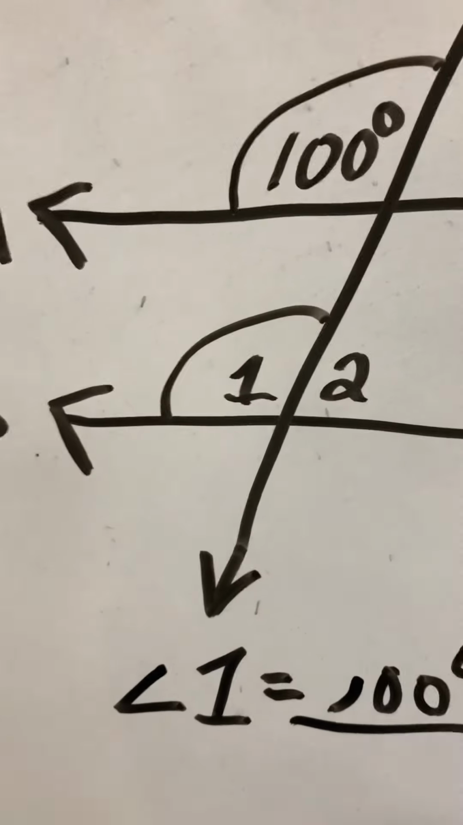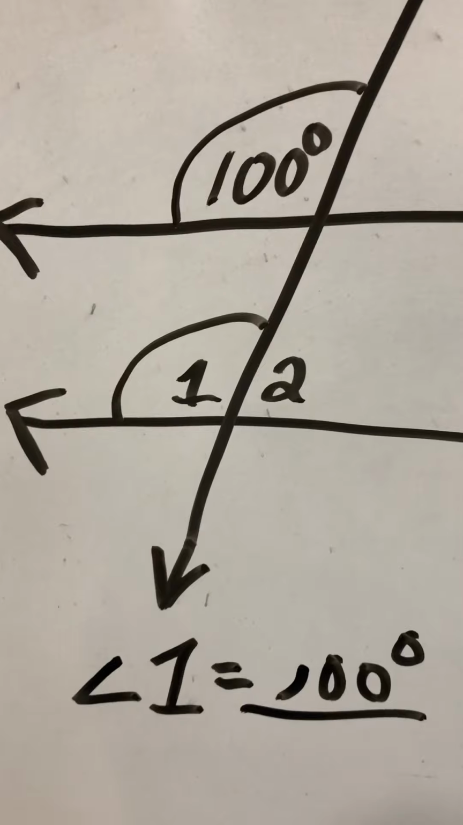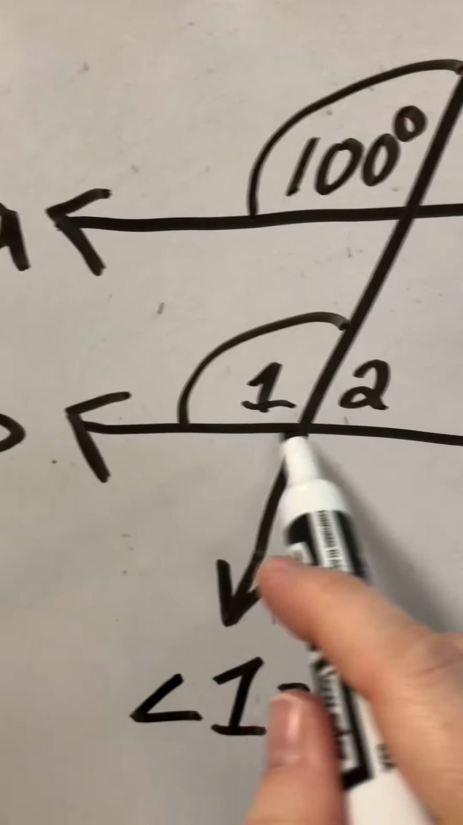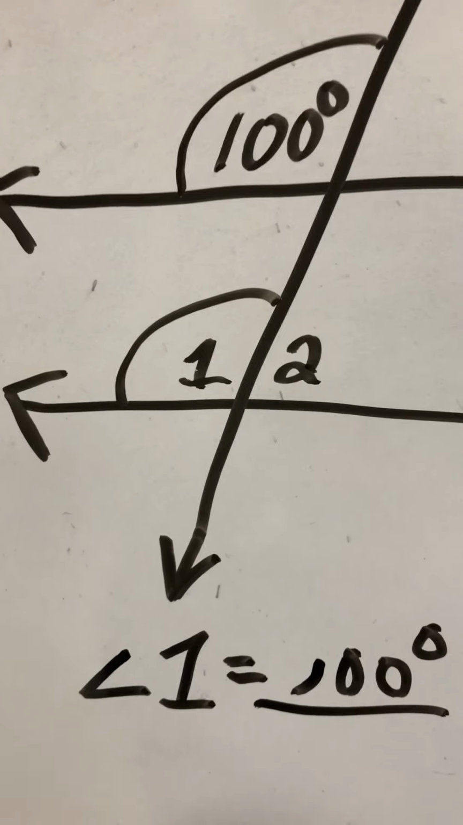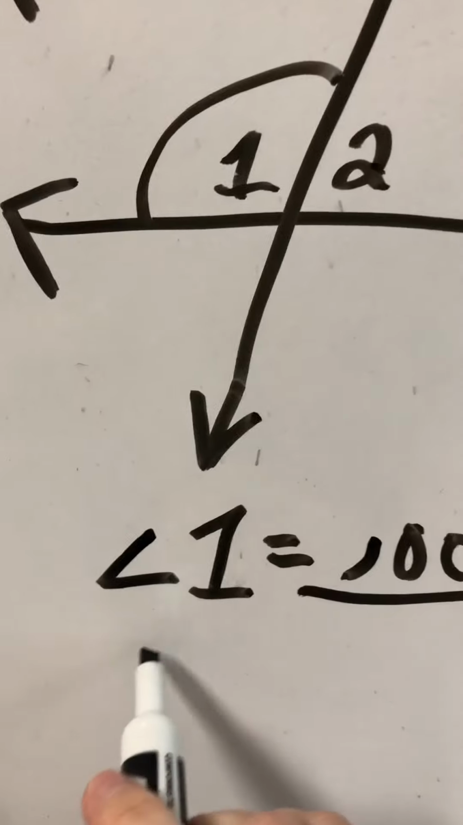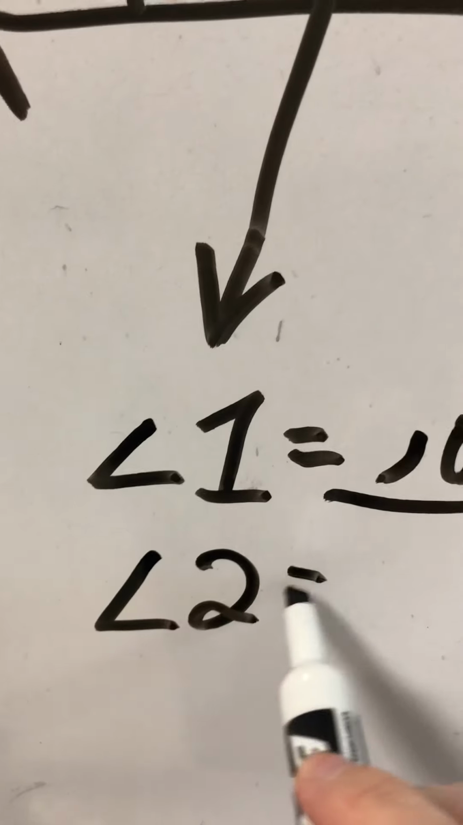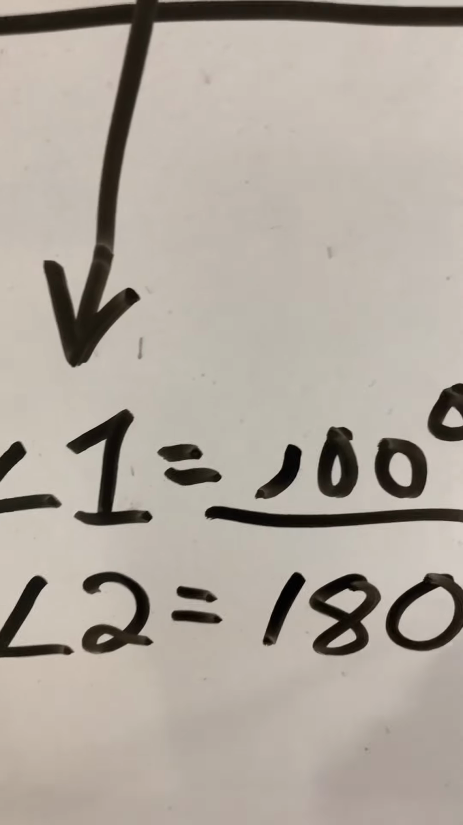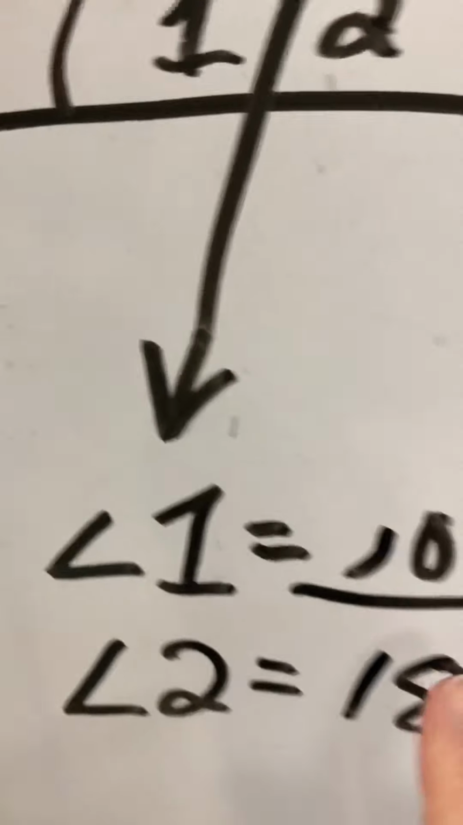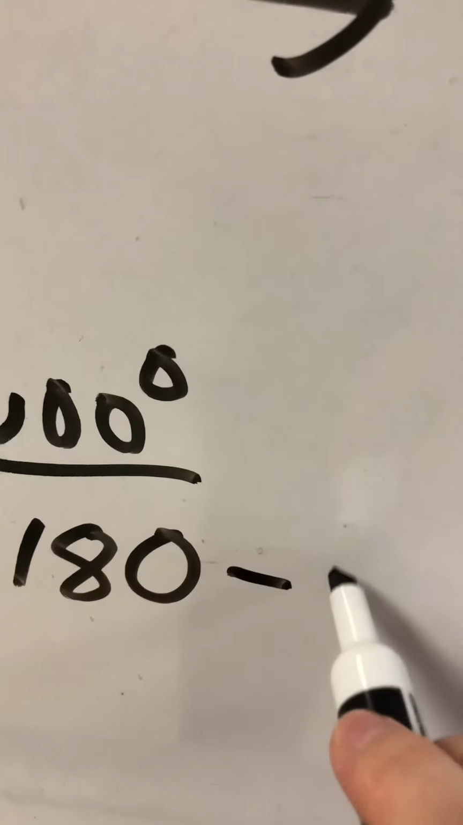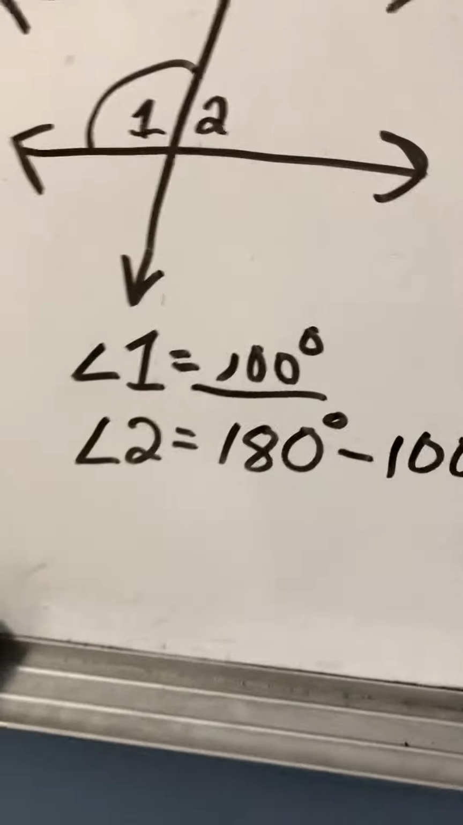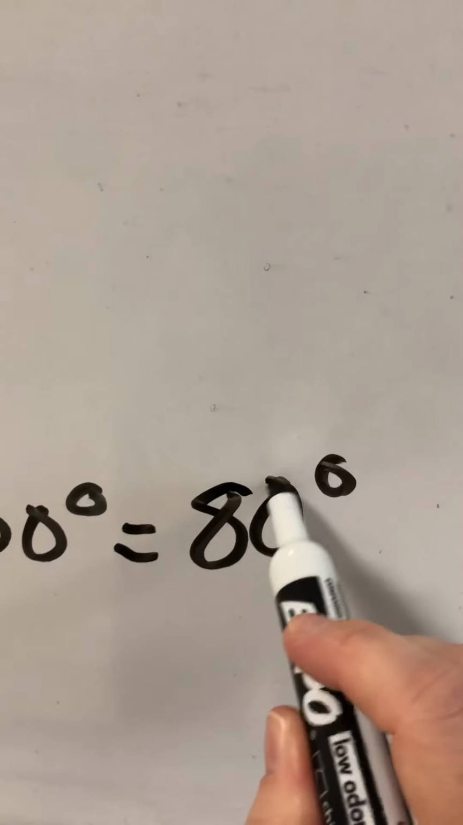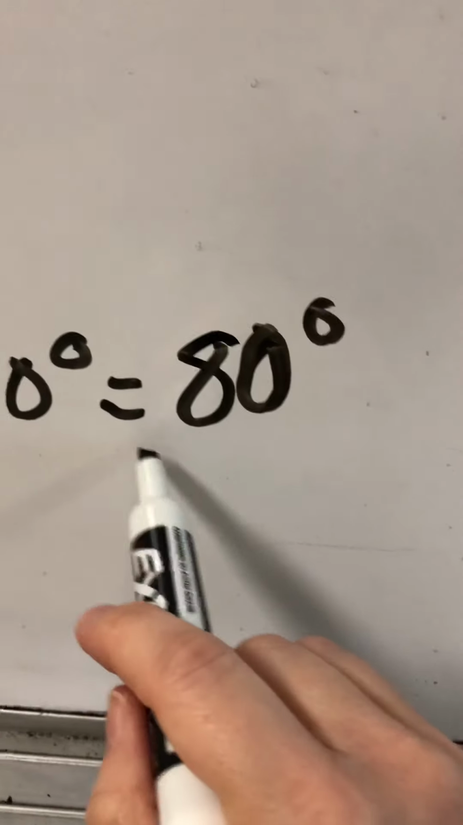Now, how do we figure out angle 2? We need to remember what I said a moment ago: if it's on a straight line, these two angles should equal 180 degrees. So we need to do a little bit of math for this one. Angle 2 is going to equal 180 degrees minus whatever angle 1 was, and we already have that here. It's minus 100 degrees. If you do that math, you're going to get the answer of 80 degrees.